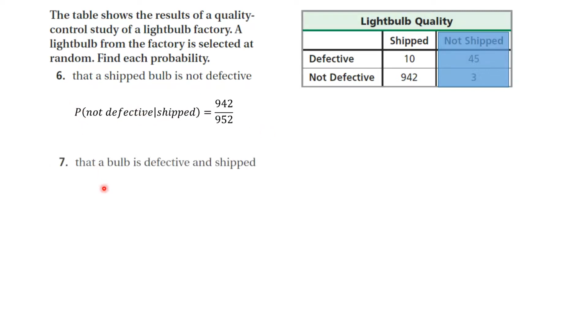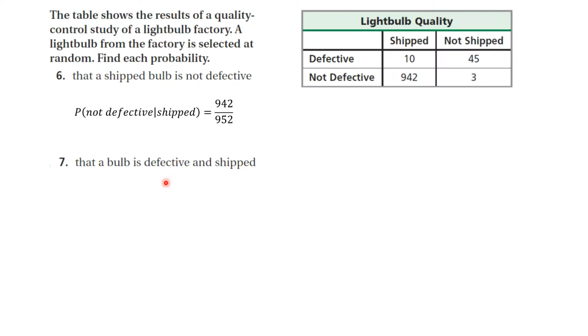We can also look for the probability that the bulb is defective and shipped. So for this one, we need the full deal because we don't have anything given. We just want to know what is the probability that's defective and shipped. Now, this is going to bring us to the question of, is it independent or not? For this, we actually don't need to know whether or not it's independent. We'll check that in just a minute.